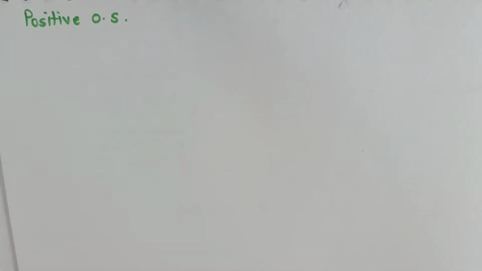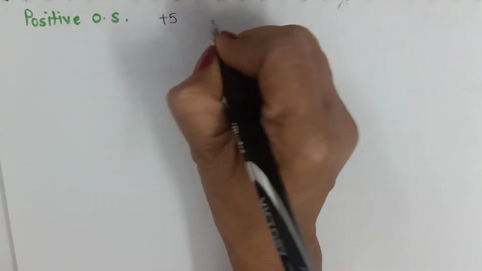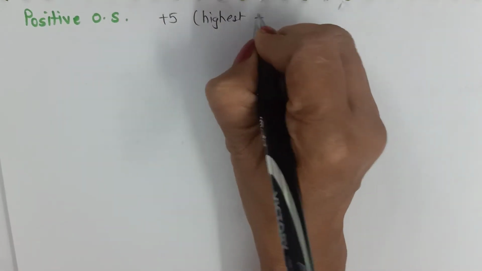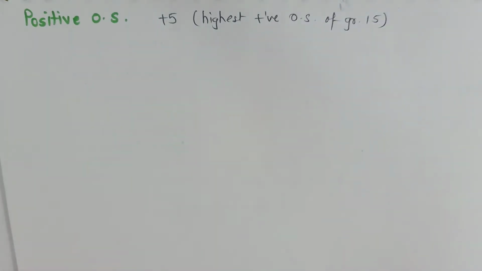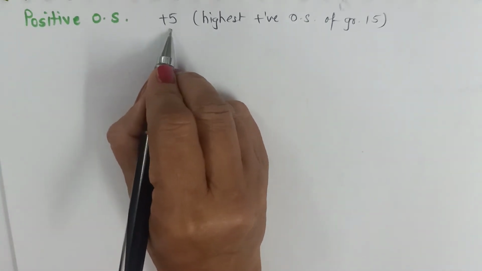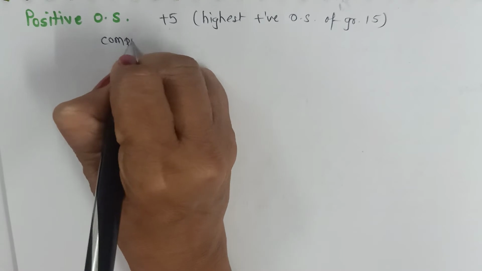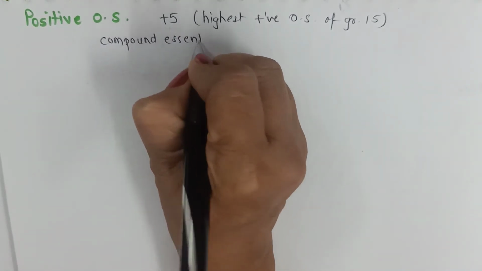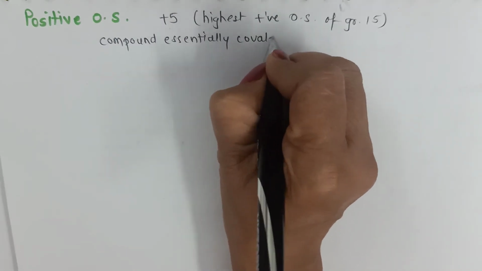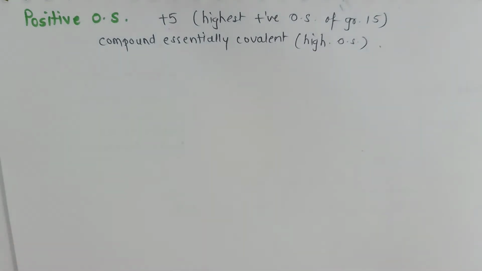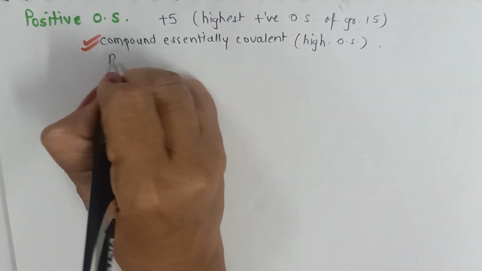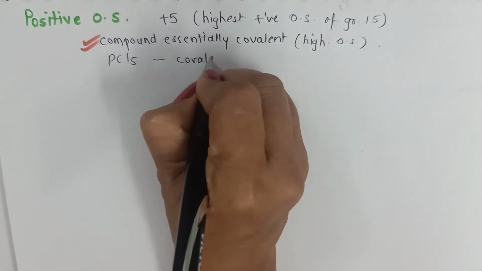The next is positive oxidation state. The highest positive oxidation state shown by group 15 elements is +5. And just now I have told you that if any element exhibits +5 oxidation state, then that compound becomes essentially covalent. Why? Because it is showing a higher oxidation state. These concepts are very important. For example, PCl5 is a covalent compound.